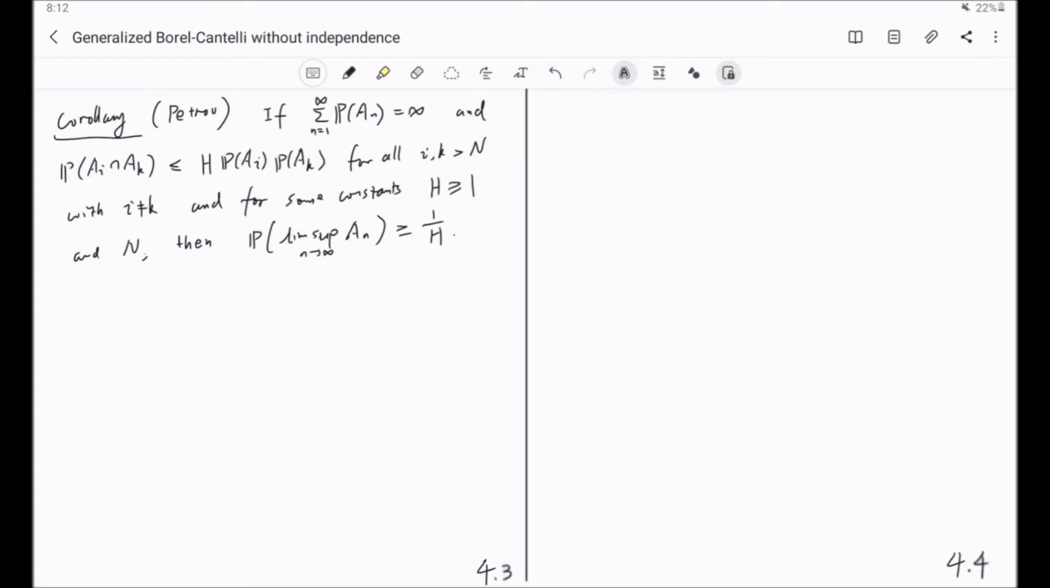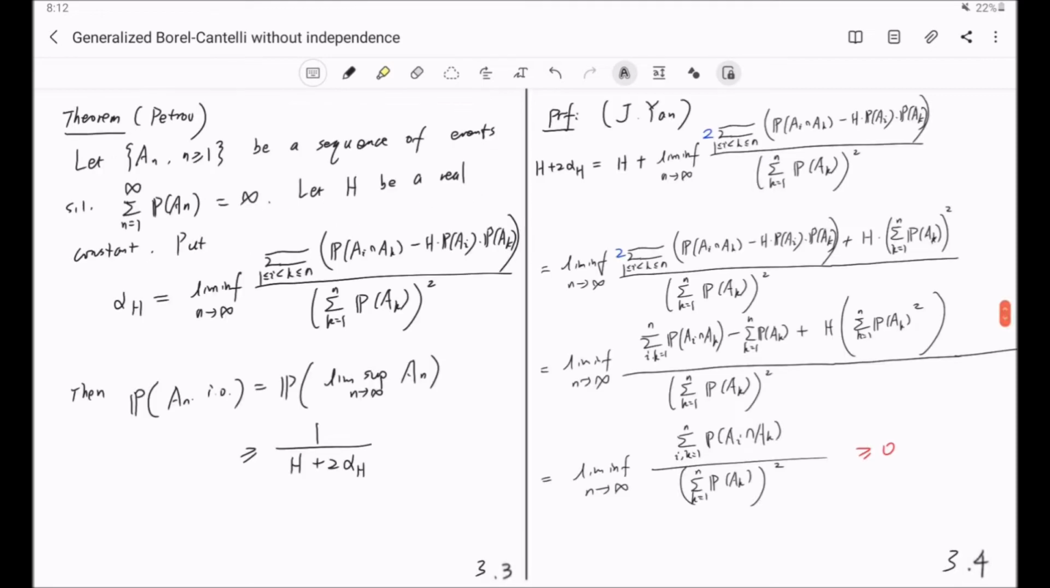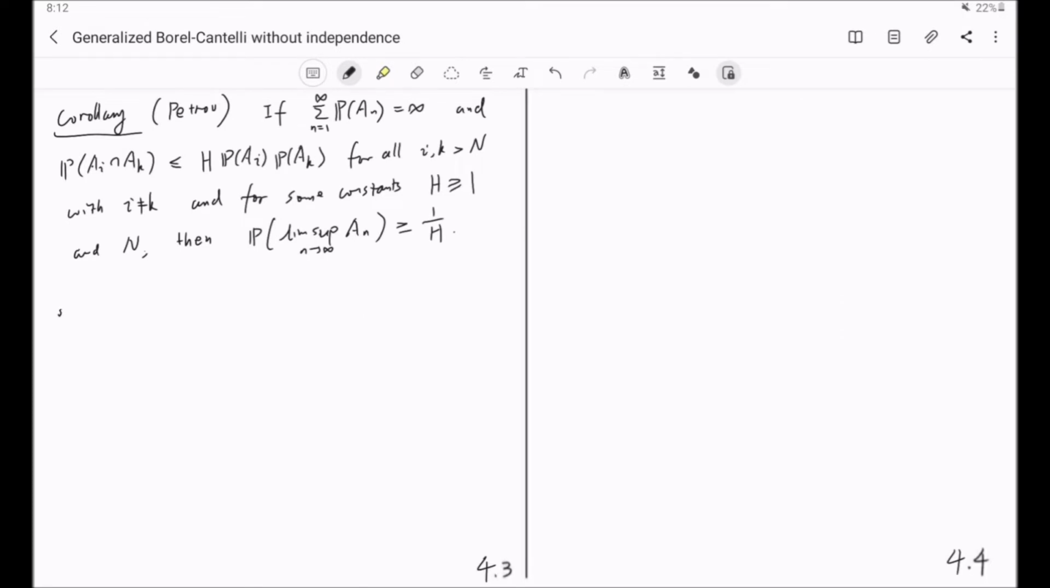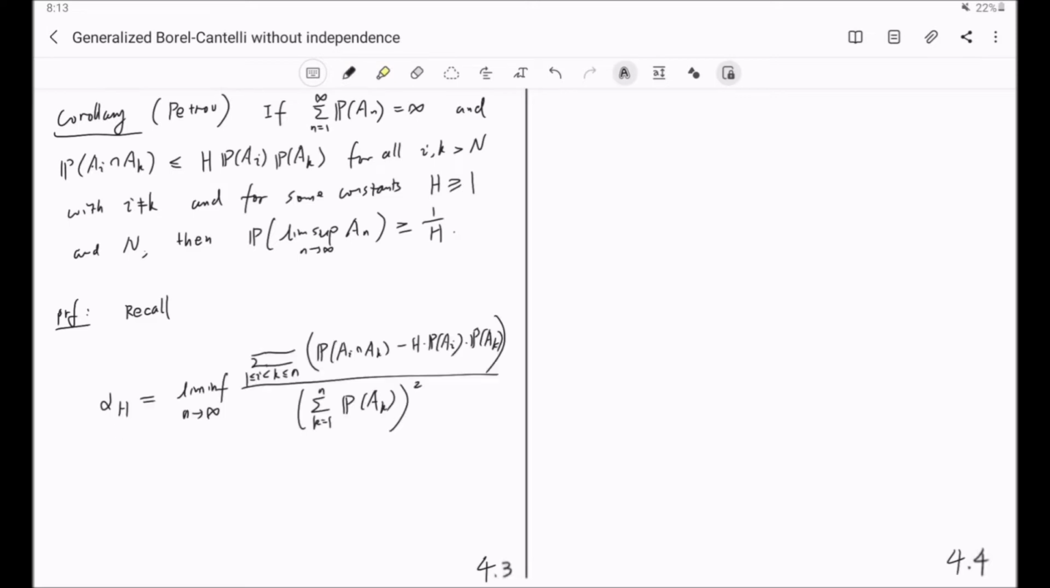Actually, Petrov introduced this corollary first, and then he generalizes to the theorem. Here we are doing this in the reversed order. We first do the theorem and prove this corollary. So let's prove it. Recall that alpha sub h is the infimum of this quotient, as in the theorem. Now let's see what those hypotheses will tell us about alpha sub h.